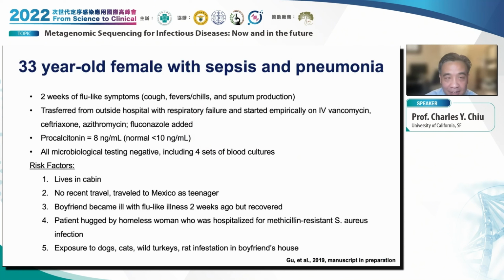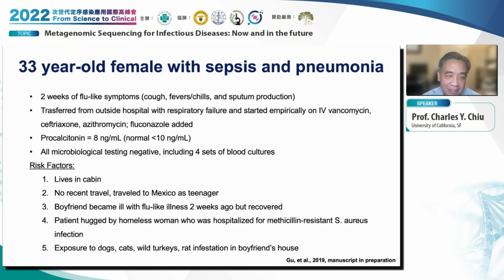And so this is a case of a 33-year-old female who presented to the hospital with sepsis and pneumonia. She had 2 weeks of flu-like symptoms, cough, fever, and chills, and sputum production. She had been transferred from the outside hospital with respiratory failure, and was started empirically on antibiotics, including antifungal medications. She did have a procalcitonin level, which was 8, which was normal, but it was still unclear exactly what was causing her symptoms and her disease. I should mention that all microbiological testing ended up being negative, including 4 sets of blood cultures.